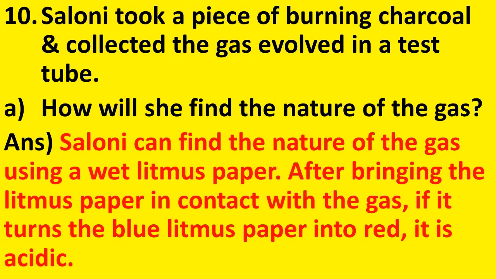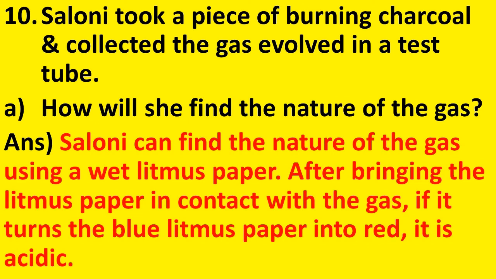Now let us see question number 10. Saloni took a piece of burning charcoal and collected the gas evolved in a test tube. Question is, how will she find the nature of the gas? So, how can she find the nature of the gas? She can use a litmus paper. So, Saloni can find the nature of the gas using a wet litmus paper.